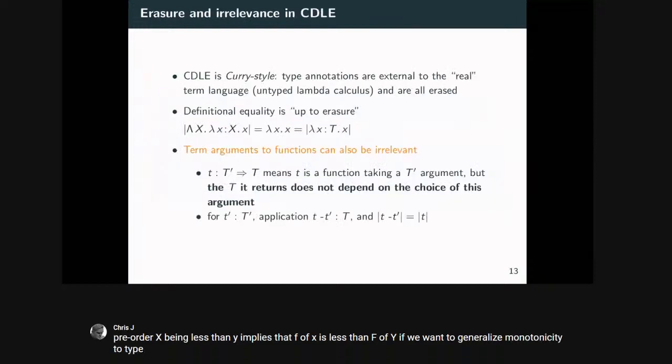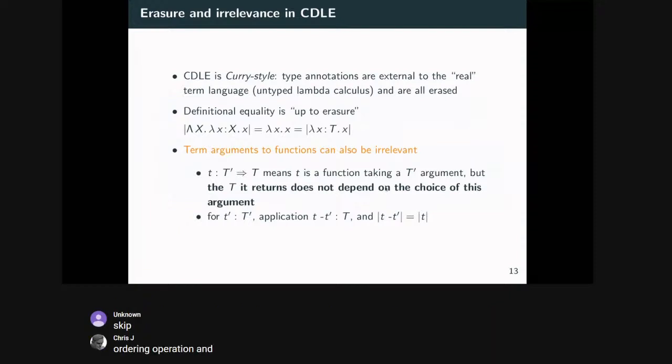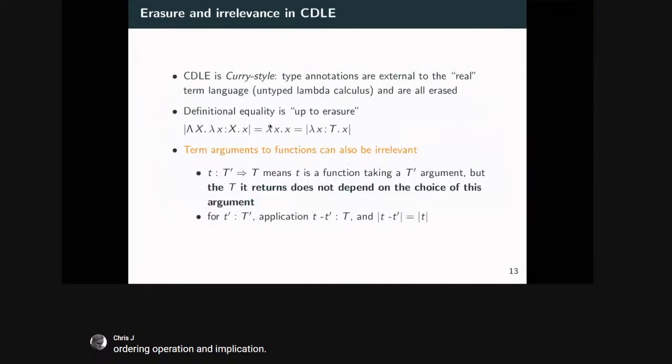So let's talk about this notion of erasure and proof-irrelevance. Again, CDLE is Curry style. Type annotations are external to the real term language, which, philosophically, we view as the untyped lambda calculus. And so all of these are erased. Indeed, definitional equality is defined up to erasure. So this polymorphic identity function on the left-hand side and this identity function on T on the right-hand side both erase away to the untyped lambda calculus term lambda x. x.